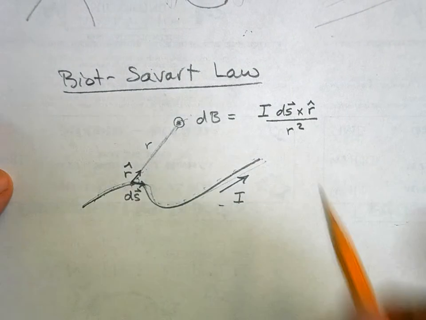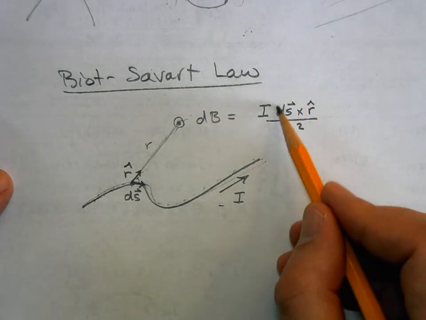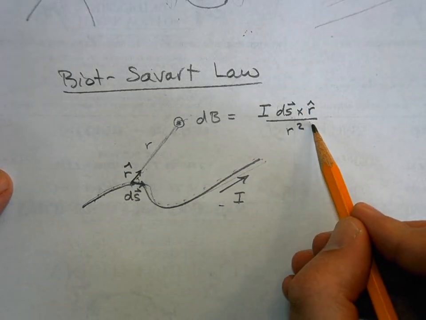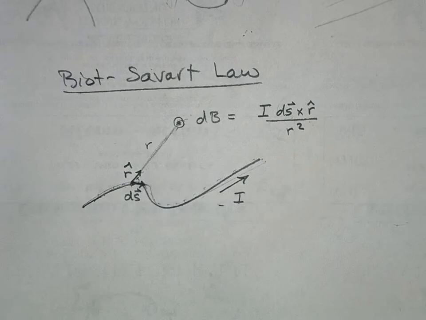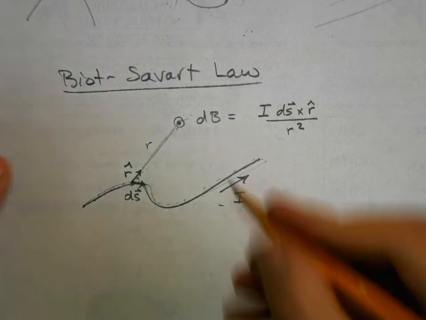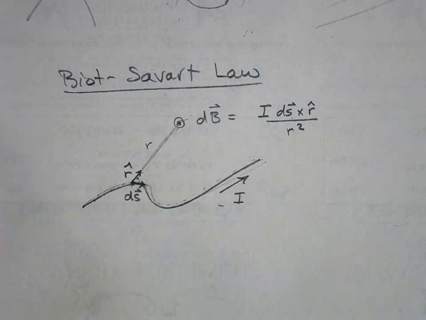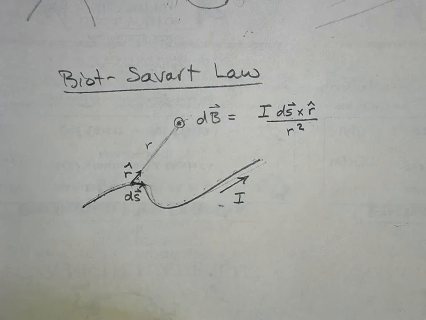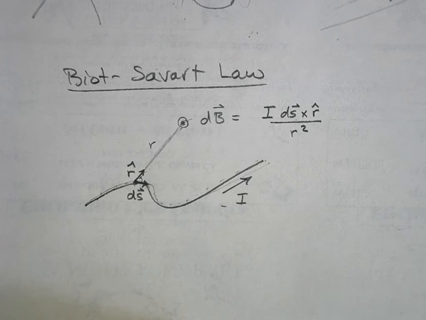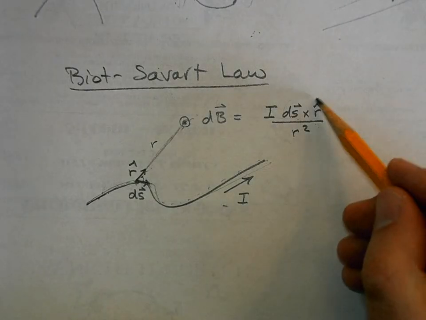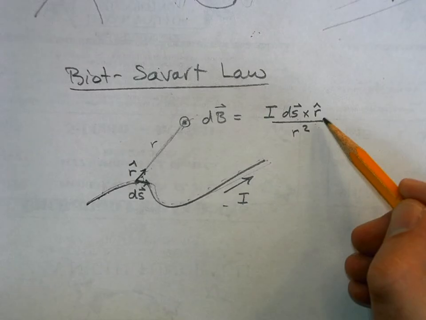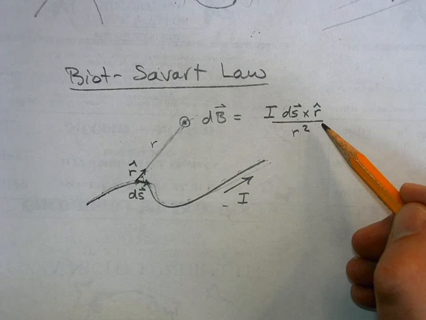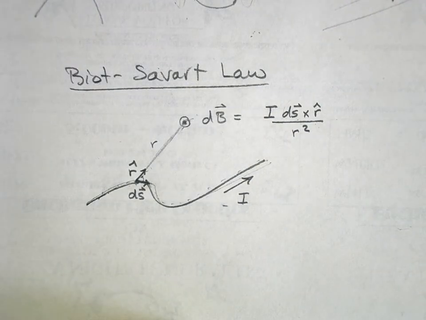Now this part right here, this ds cross r hat, is only there so that I can describe the direction of the magnetic field. The magnetic field is a vector. Remember that r hat has no dimensions with it. It has a magnitude of 1 and it's dimensionless. It does not have any units. It's not in meters. It just describes a direction purely and only.